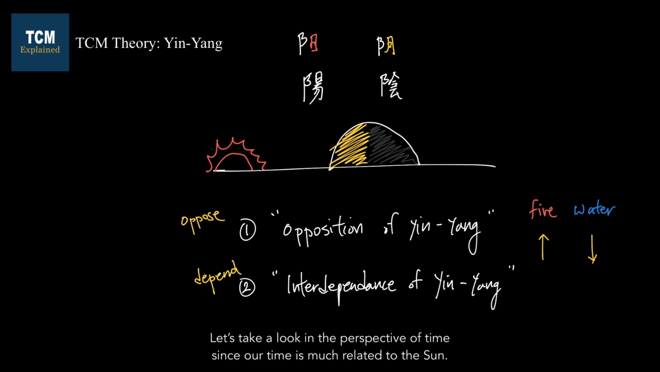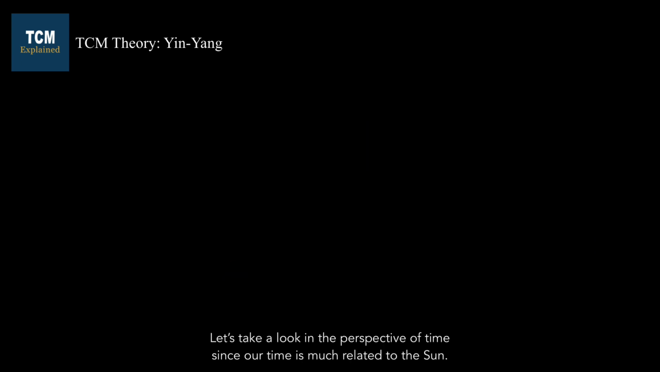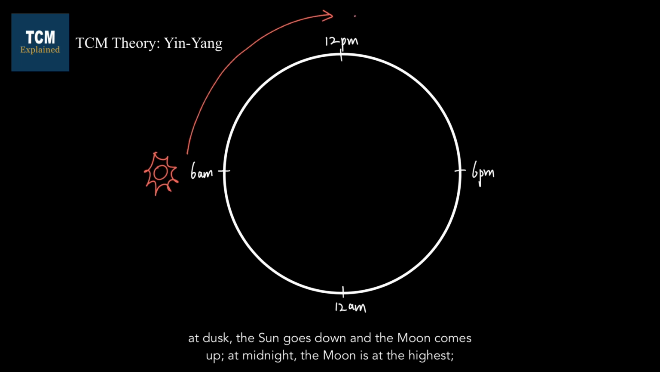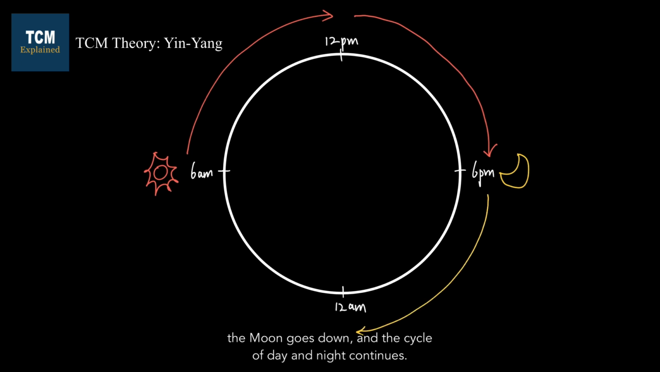Let's take a look in the perspective of time, since our time is much related to the sun. This circle represents the time of the day, like 24-hour clock. So let's write down the time: 6 a.m., 12 p.m., 6 p.m., and 12 a.m. At dawn, the sun comes up. At noon, the sun is at the highest. At dusk, the sun goes down and the moon comes up. At midnight, the moon is at the highest, the moon goes down, and the cycle of the day and night continues.